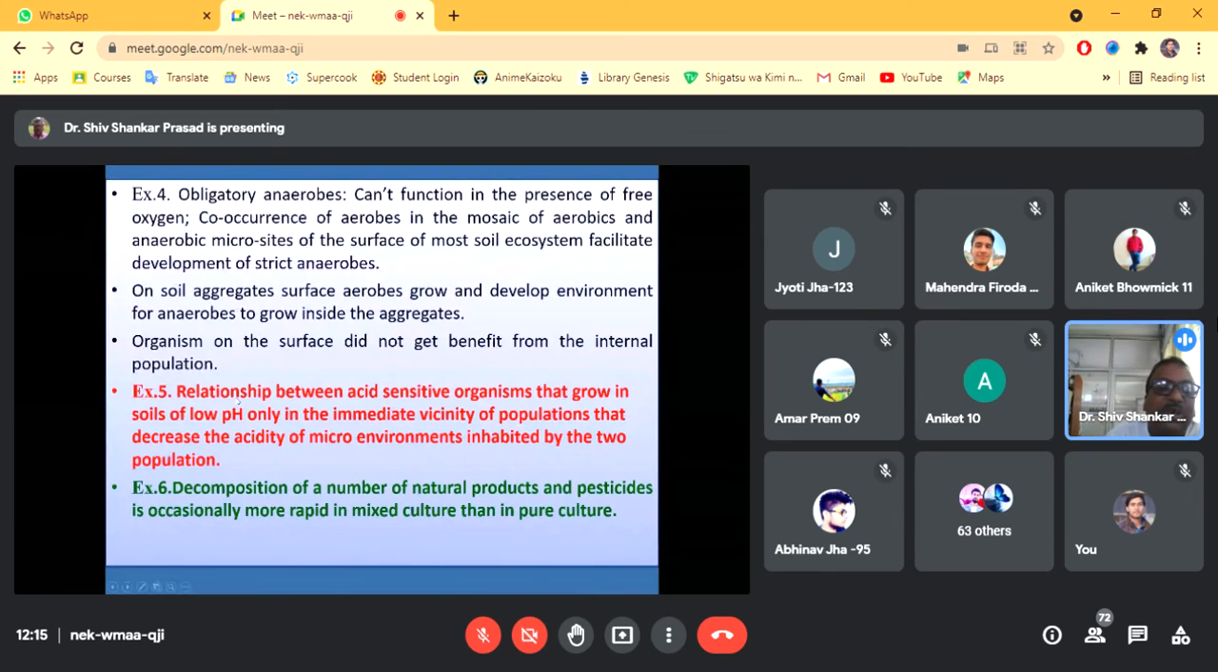सो इन द सेम वे डिकम्पोजिशन ऑफ नंबर ऑफ प्रोडक्ट्स and pesticide is occasionally more rapid in mixed culture than in pure culture. तो बहुत सारे कल्चर को अगर मिक्स करके आप देंगे तो जो बाय प्रोडक्ट आएगा that may be metabolized by the large group of microorganisms. That's why the rapid decomposition of the pesticide takes place and toxicity of the product will be minimized. Okay.